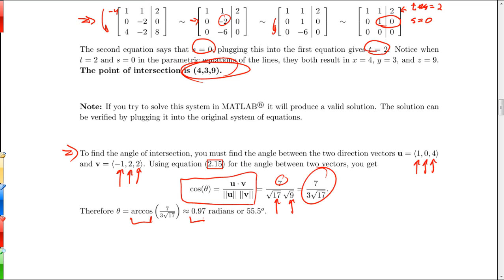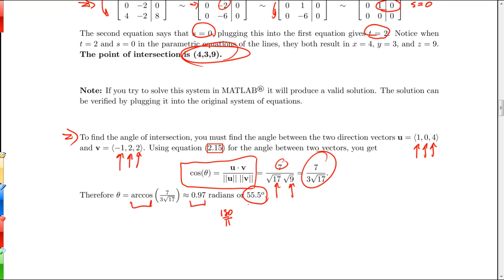It generally spits out radians unless you have your calculator set for degrees. So once you get your radians, you multiply by 180 over pi, and that'll give you your degrees. So the angle between those two lines, found by getting the angle between the two direction vectors, is just 55.5 degrees. But notice, in order to get the angle between two lines, you really need to make sure they do in fact intersect.